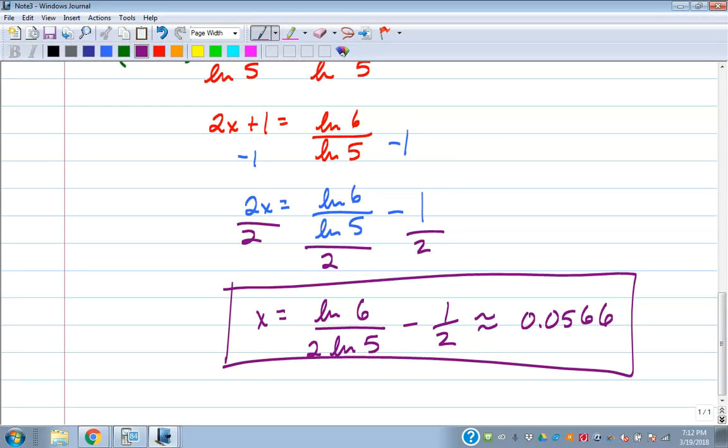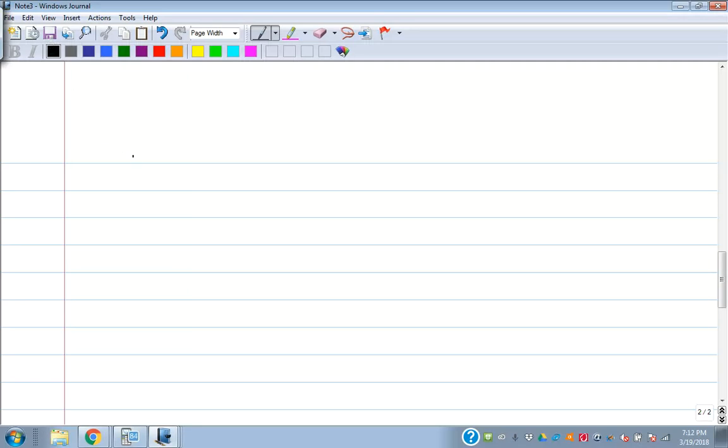All right. So that one, not distributing, makes it a little bit shorter. Not a whole lot shorter, but it did save us the headache of having to deal with the natural log of 5 in more than one place. We only had to have it in one place. All right. Now let's look at one that's a little bit more complicated. 5 to the 2x minus 3 equals 8 to the x plus 1.